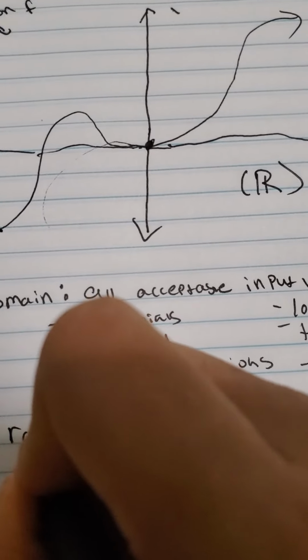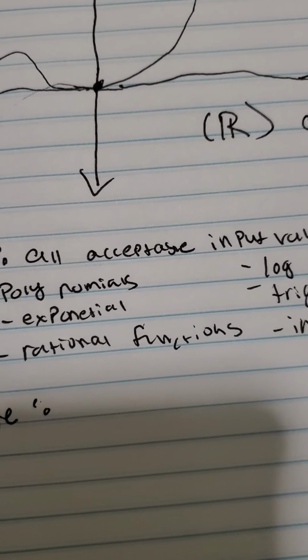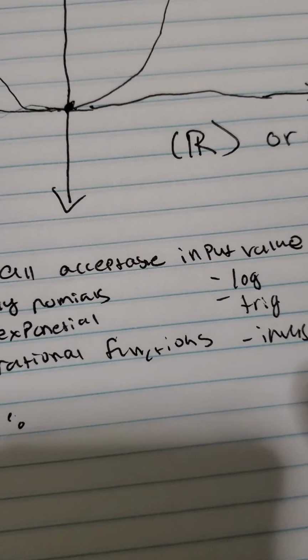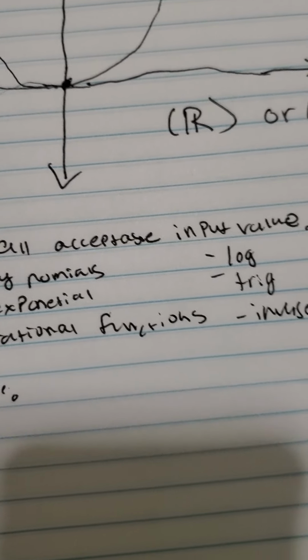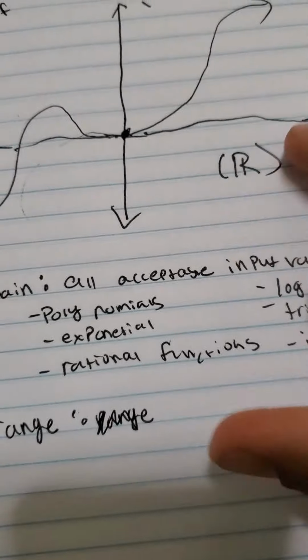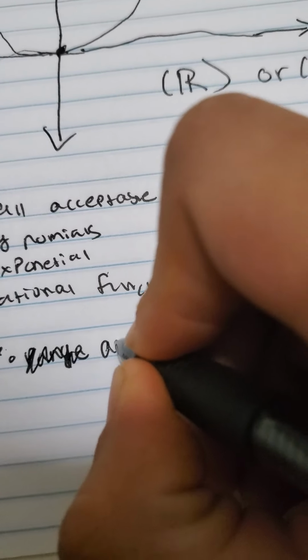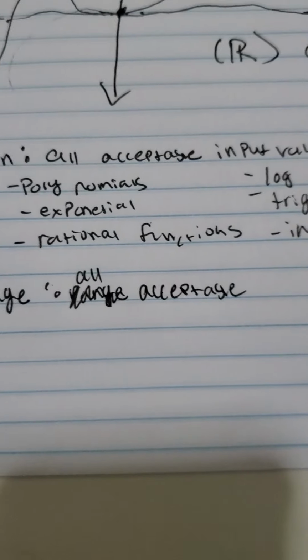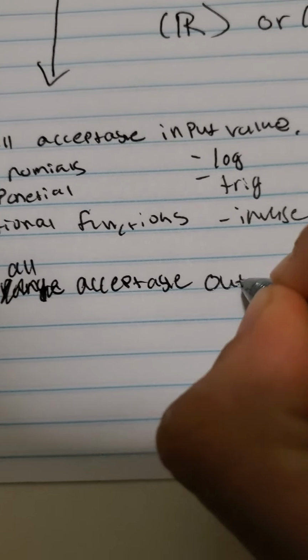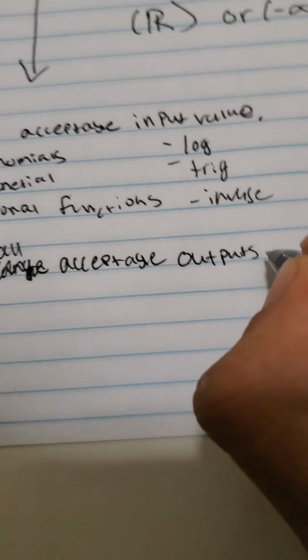All right, so the next thing we could find is the range. Okay, so what is the range? If the domain is all the acceptable inputs, what about the outputs? That's what we call the range. All right, so the range is all acceptable outputs for every input.